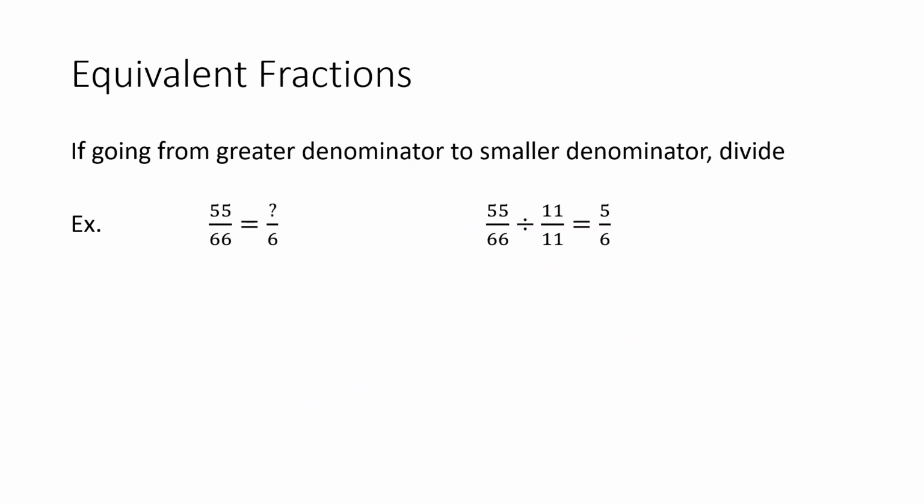Now, if you're going the other way, from a number with a large denominator to a number with a smaller denominator, you're going to divide instead. So for example, we have 55/66 here, and we want to write that as a fraction that has a denominator of 6. We want something smaller and a little less unwieldy. Well, 66 divided by what equals 6? Well, 66 divided by 11 will give us 6. So again, if we divide the bottom of our fraction by 11, we also need to divide the top of our fraction by 11. So 55/66 divided by 11 will give us 5/6.